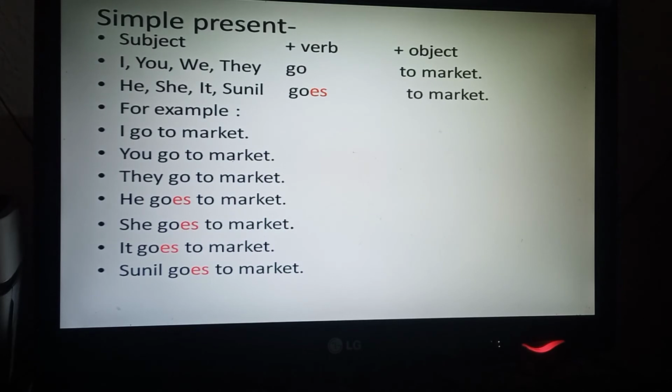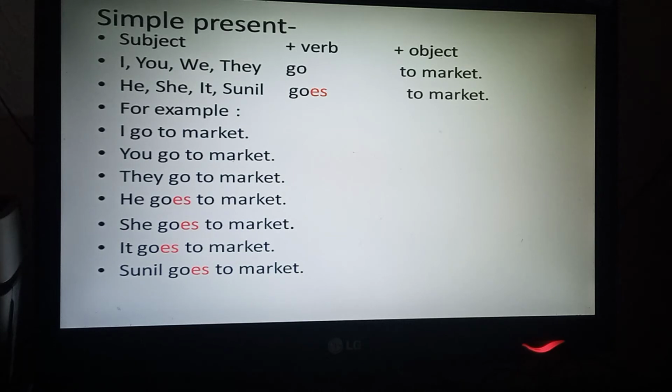Next, simple present tense: subject plus verb plus object. First person is I, second person is you for singular, and we and they are for the plural. So I, you, we, they go to market. For the third person, he, she, it, and the name of a person, Sunil, goes. You can see that to the verb we are adding es. It becomes goes to market.